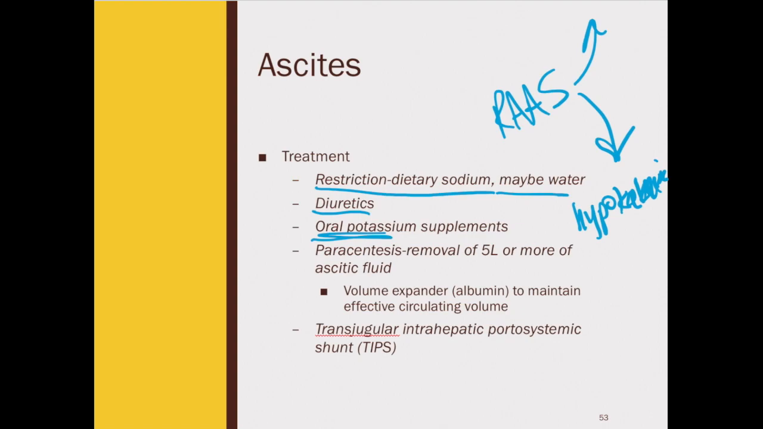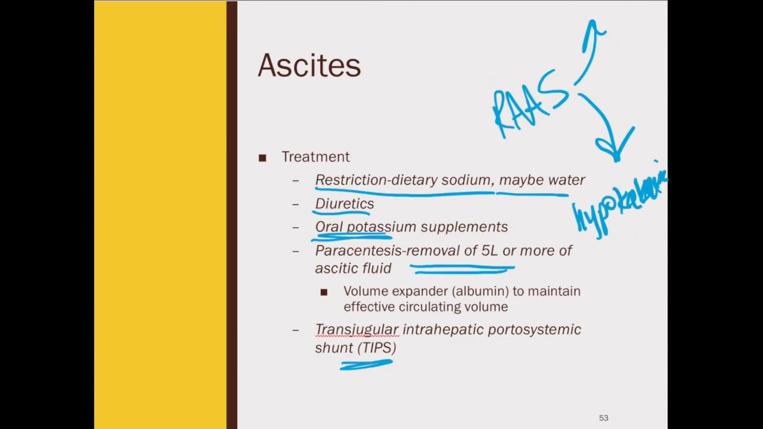Sometimes we can do a paracentesis. We basically go in with almost like a chest tube, but it's a different tube. We go in and we will just pull that fluid out. And sometimes this will have to be done over and over and over again. And then we have the TIPS procedure. You probably won't have to know this for your exam, but it's basically a shunt that shunts the blood.